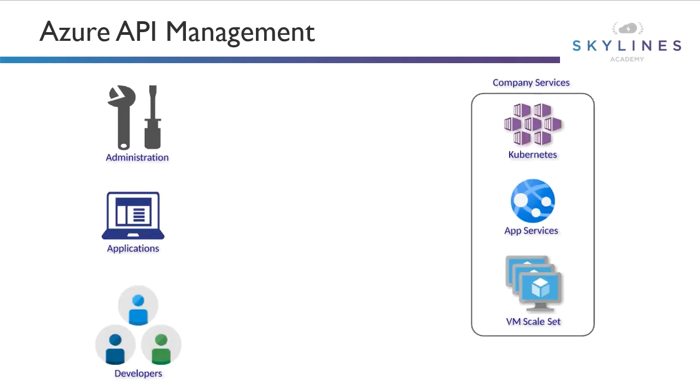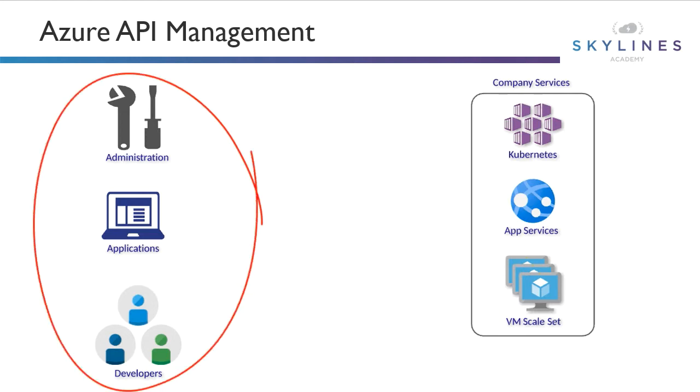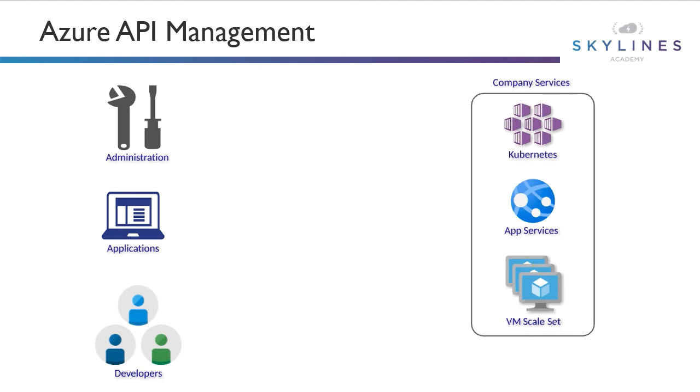We can see on the right we have our company's services or products. They can be hosted on one of the many services in Azure or in an external location such as on-premises or in another cloud provider. We then have our users of the API on the left. This will include the developers, other applications or users of our services, as well as the administrators.